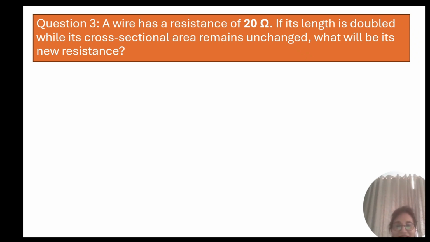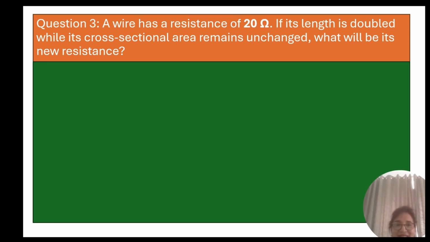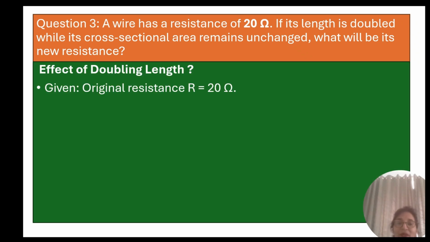Question number 3. A wire has a resistance of 20 ohm. If its length is doubled while its cross-sectional area remains unchanged, what will be its new resistance? Now let's see how to solve this question. First thing, you need to write what is given. What is given in the question? Original resistance, which is 20 ohm. Now, if its length is doubled while its cross-sectional area remains unchanged, we have to find the new resistance.